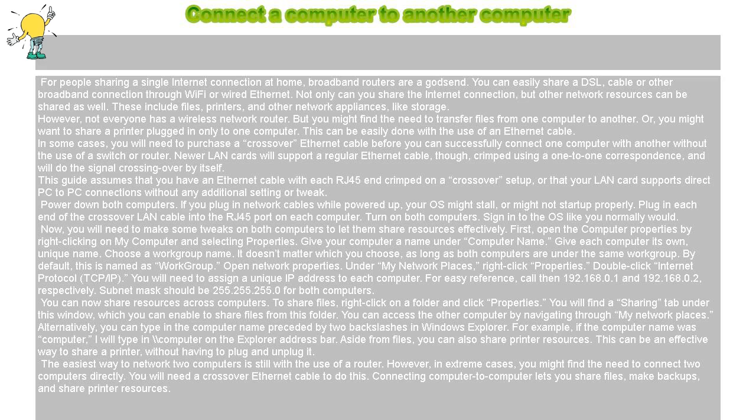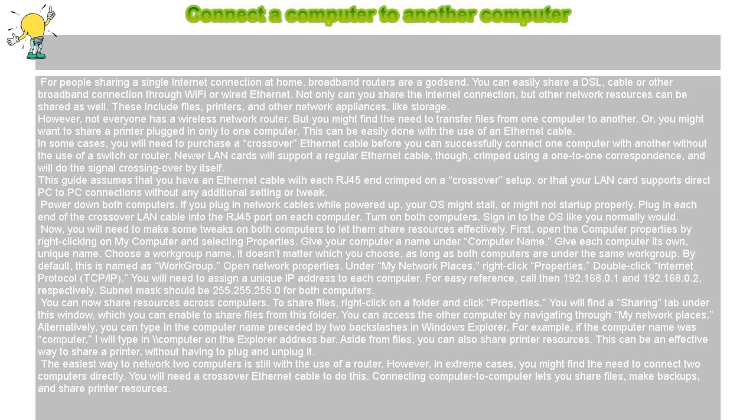Power down both computers. If you plug in network cables while powered up, your OS might stall, or might not start up properly. Plug in each end of the crossover LAN cable into the RJ45 port on each computer. Turn on both computers. Sign into the OS like you normally would.